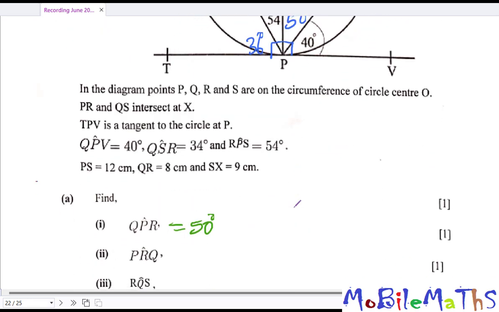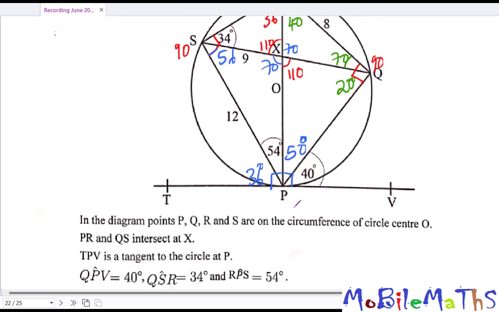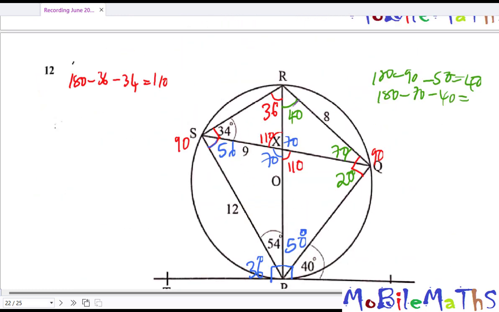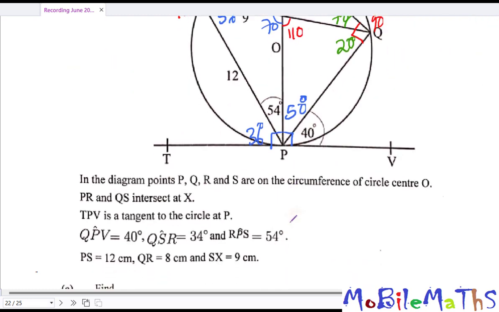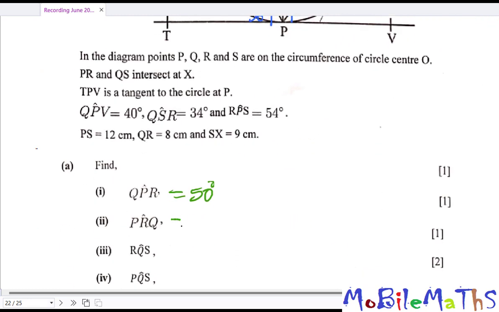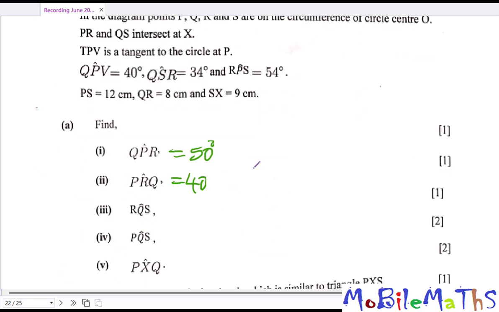Then the next question is saying PRQ. PRQ is 40. We said opposite exterior, so this is 40 degrees. We said opposite exterior is equal to opposite interior in a triangle. Then the next one is RQS.